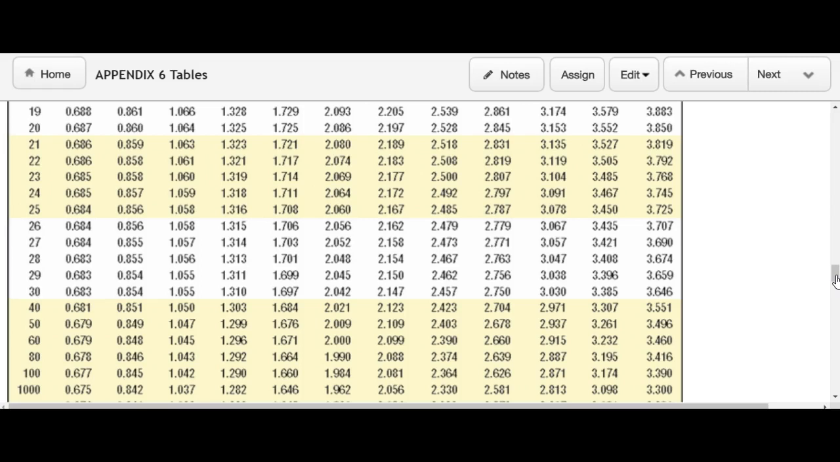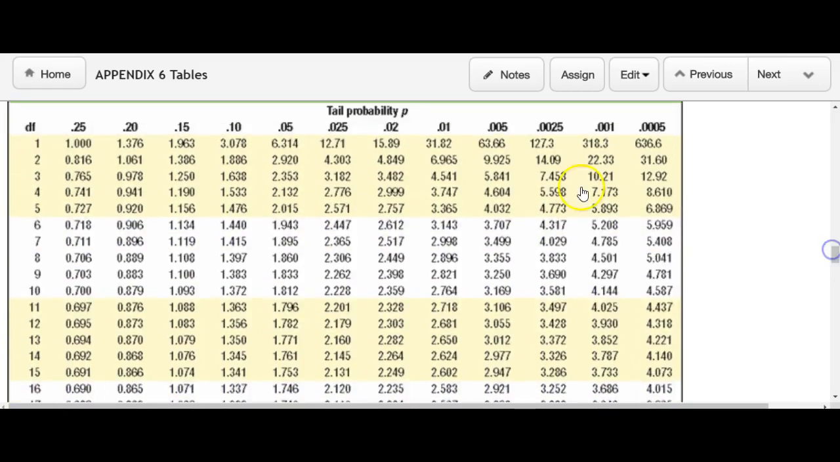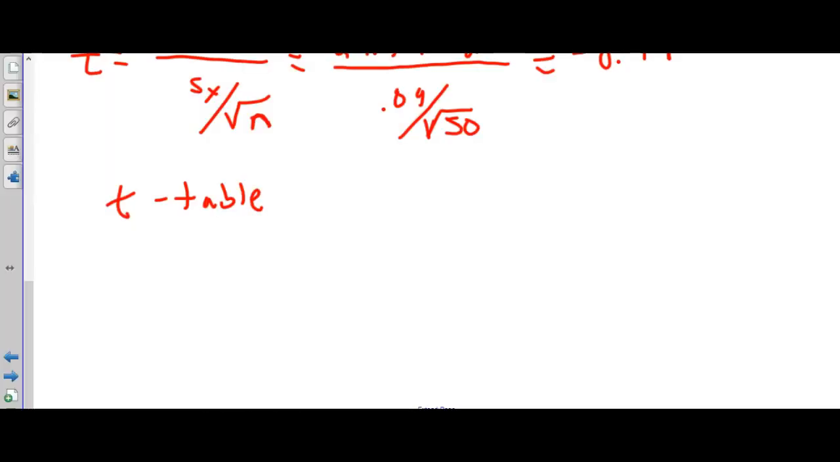So I'm going to scroll up and look at the top of the table here to see what that corresponds to. That corresponds to a tail probability of between 0.25 and 0.2. Now that's actually the area in one tail, and remember this is a two-tail test, so we'll need to double that value. So we're getting an approximate p-value here. Our approximate p-value is between doubling 0.2 and doubling 0.25, so between 0.40 and 0.50, I believe.